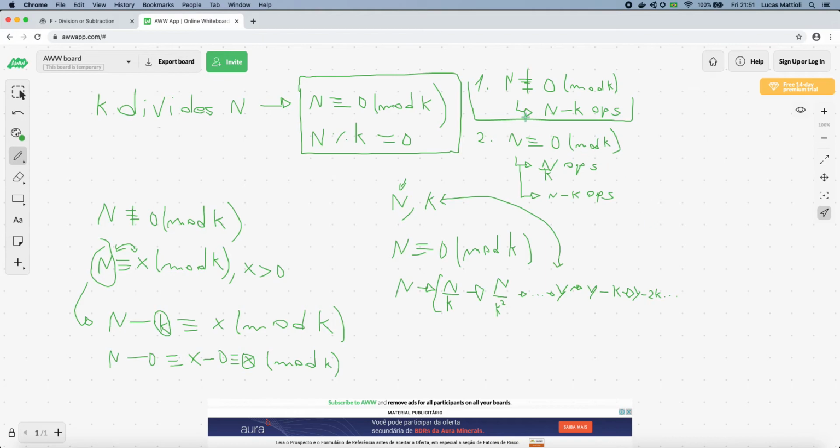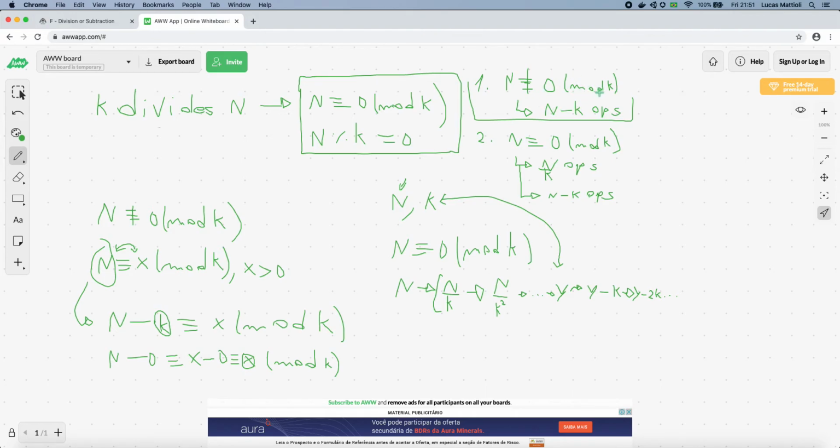Okay, so there are just two cases. Either we always do n minus k operations, or we do some initial n divided by k operations until we arrive at a value that's not a multiple of k anymore. And after that, we just do n minus k operations. So let's try to count how many of these k's are in this case here.